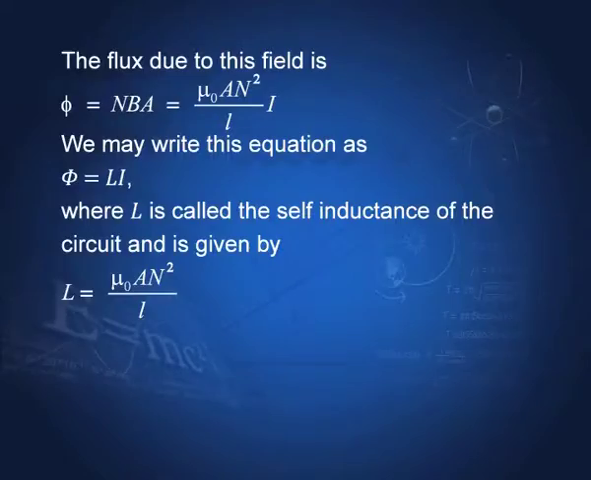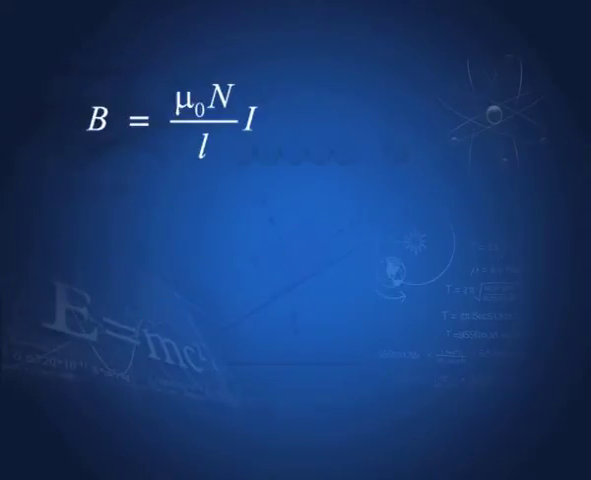The flux due to this field is, if there are N turns, N times B times A. Area is the cross section of the solenoid. So, phi, the flux, is N B A, which is mu 0 A N squared by L times I, if I substitute the value of B from the last equation, mu 0 N by L times I. So, if I substitute that, I will get this expression.